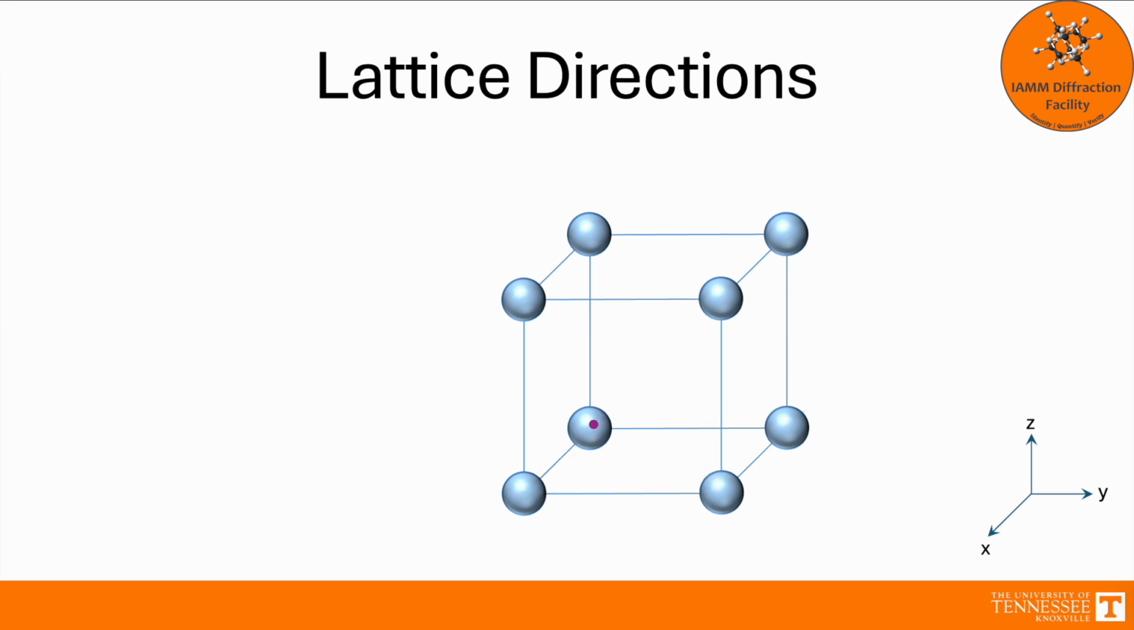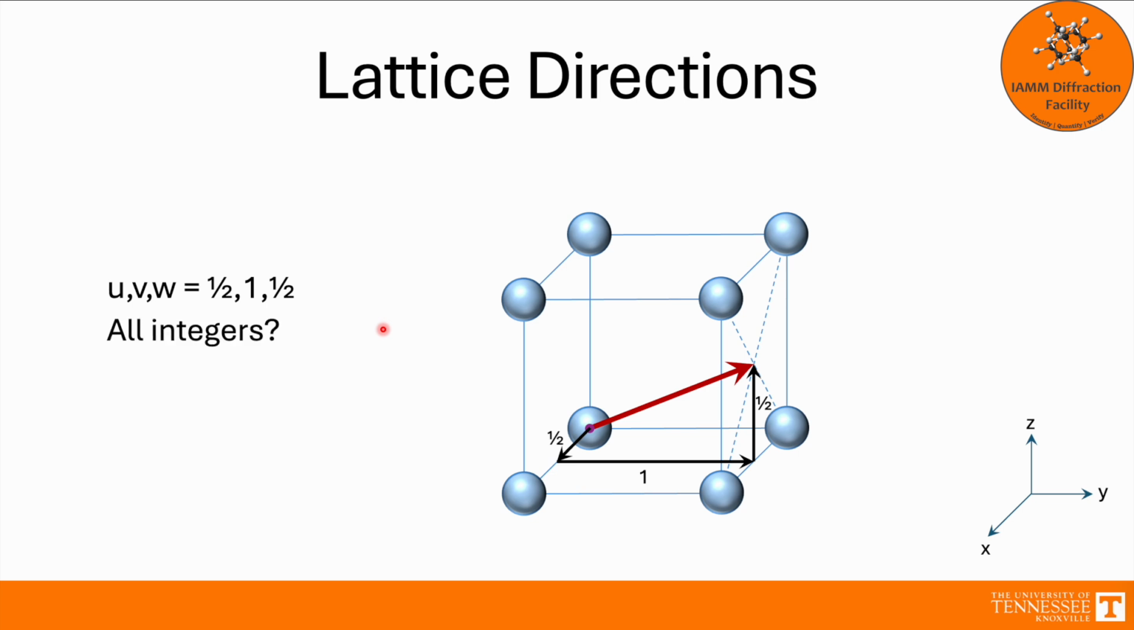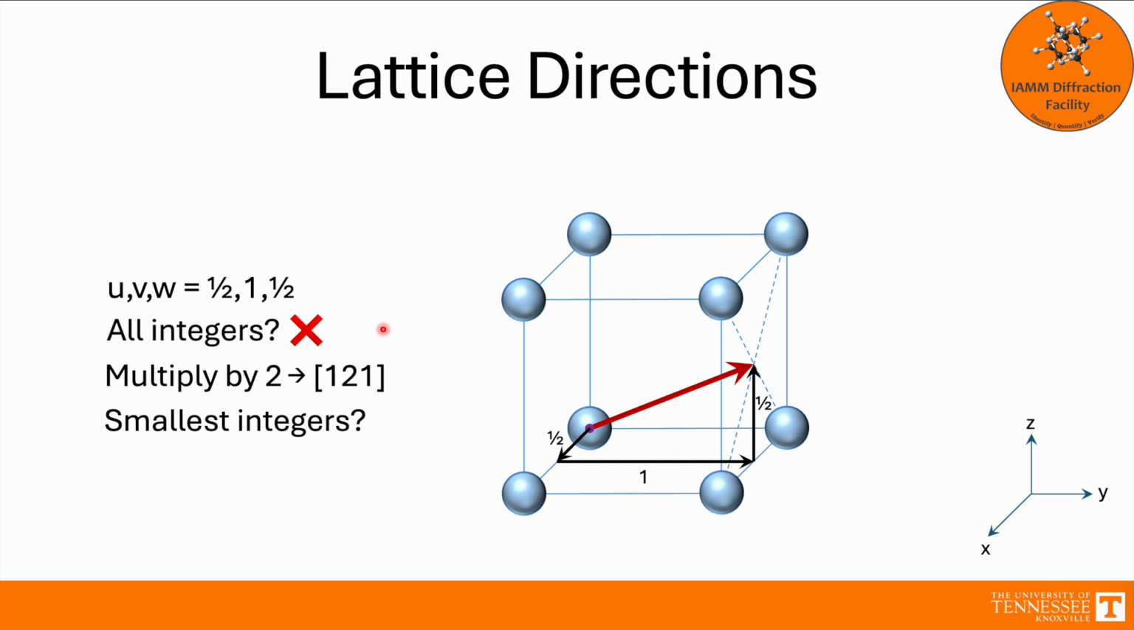Let's go back to a single unit cell and check out this direction. Here we need to move half in X, 1 in Y, half in Z. So that gives us these coordinates. They're obviously not all integers, so we need to multiply by 2 to get the 1, 2, 1. Are they the smallest common integers? They are, so this is the [1 2 1] direction.